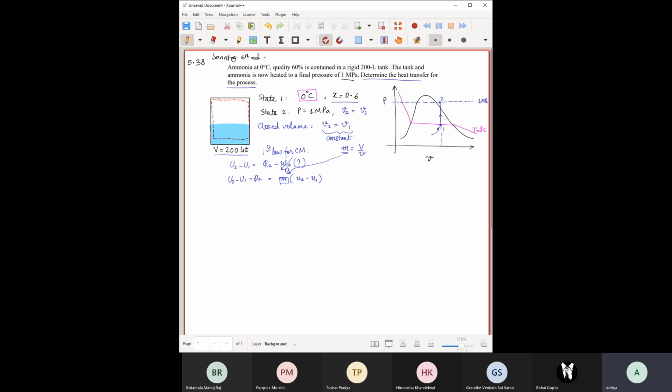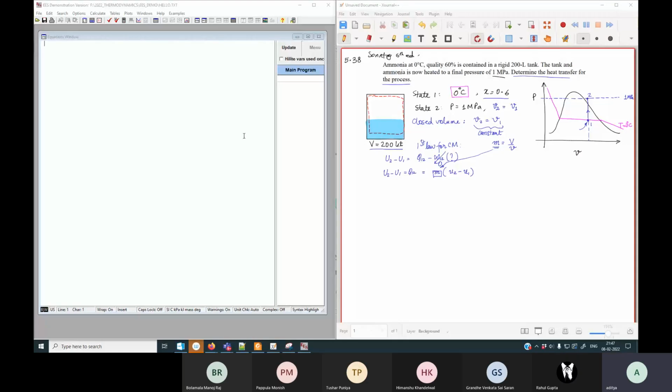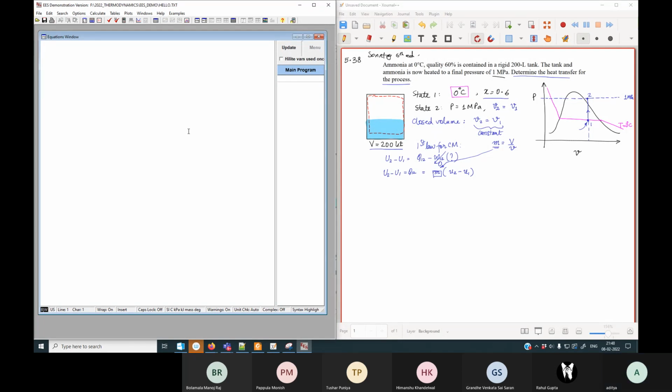So let me unshare and share this entire screen now. The entire screen should be visible to you now, right? Yes, sir. So now we'll go to preferences. We'll increase the font size because otherwise in the recording it will not pop up.